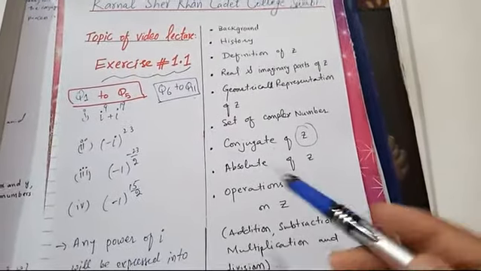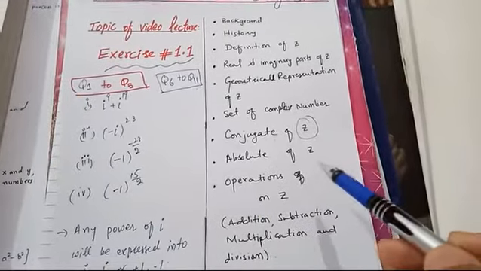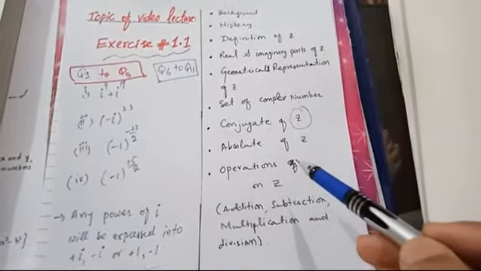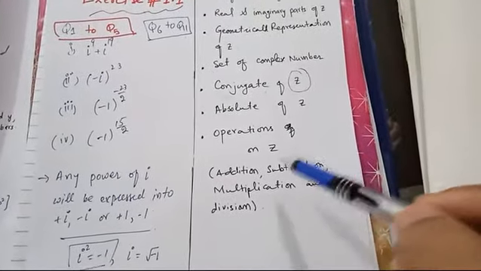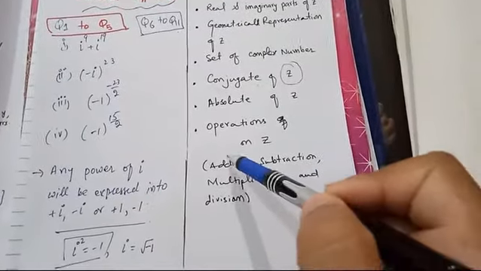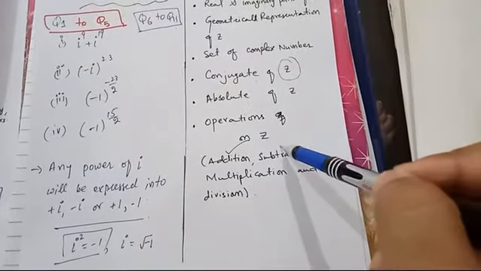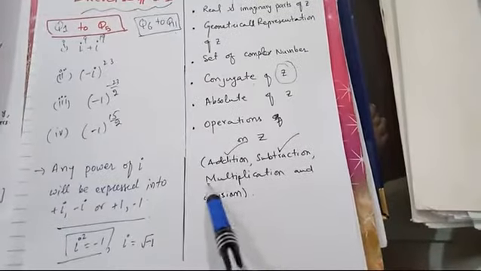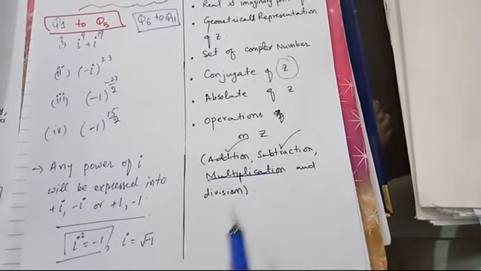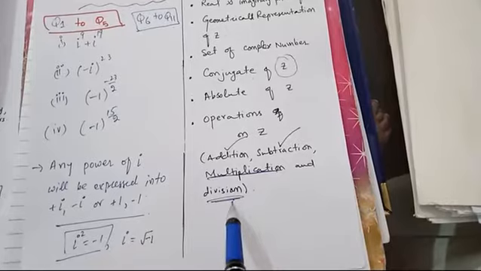Then we discussed the conjugate of a complex number, the absolute value of a complex number, which is also known as modulus or magnitude of a complex number. Then different operations on complex numbers: how we can add two complex numbers, how we subtract one complex number from another, how we can multiply two complex numbers, and how we can divide two complex numbers.